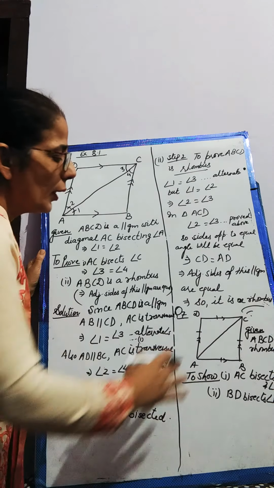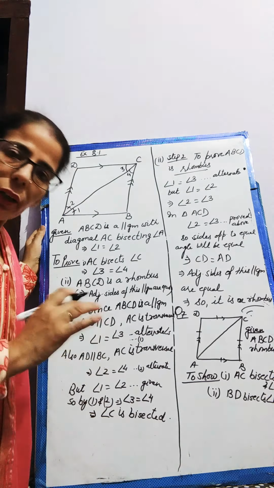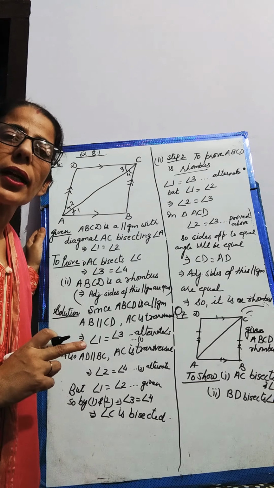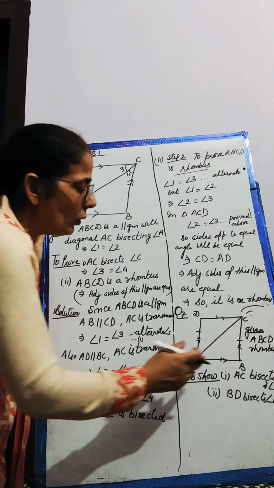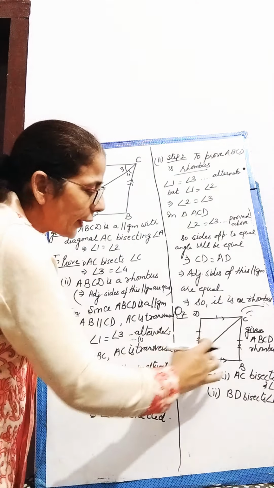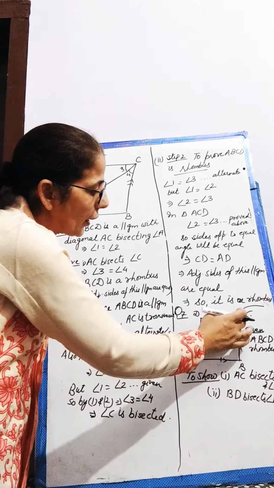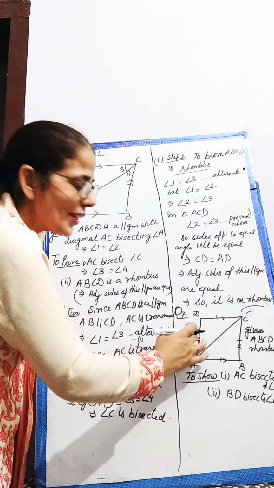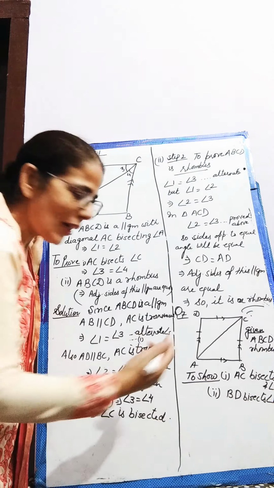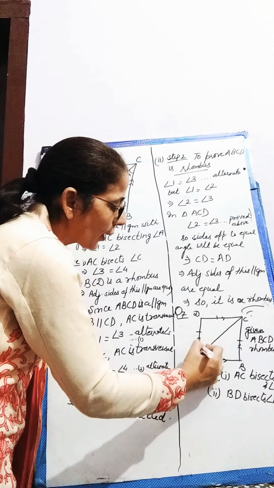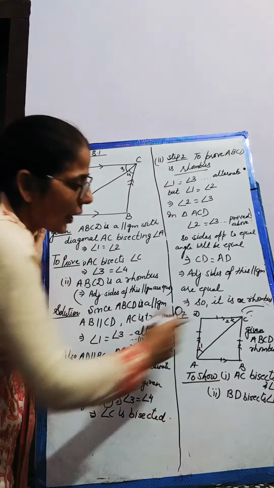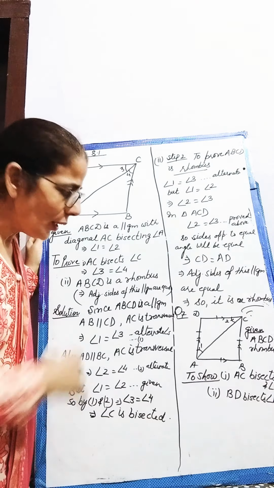It is given ABCD is a rhombus. If it is a rhombus, it is a parallelogram as well as its adjacent sides are equal. Now we have to prove AC bisects angle A. I will take one triangle, ACD. This side is equal to this side, so angles opposite to equal sides are equal. It means angle 1 will be equal to angle 2. Why? Angles opposite to equal sides are equal.